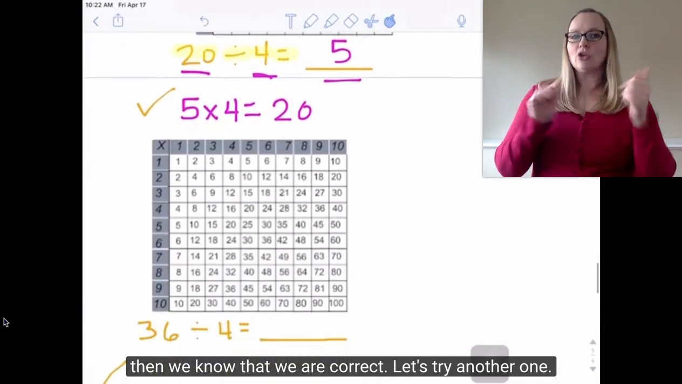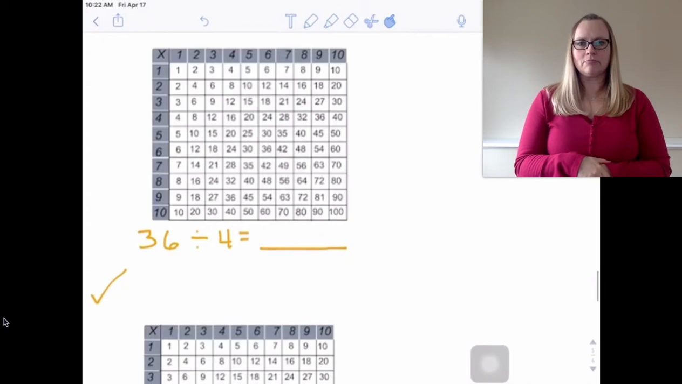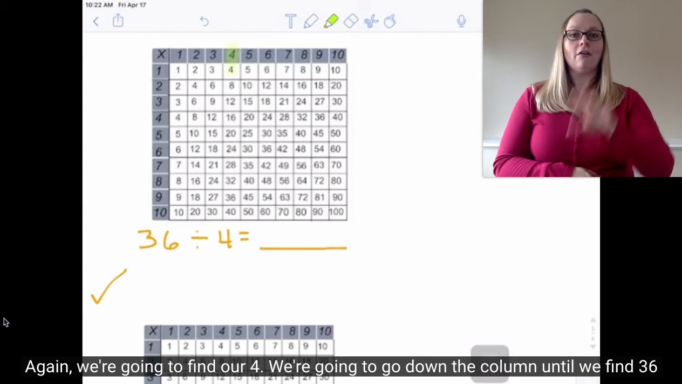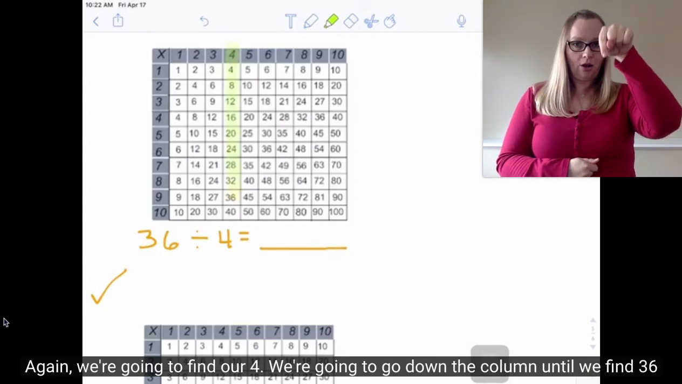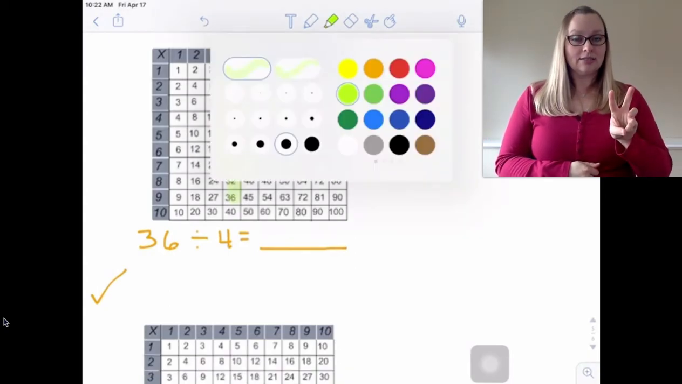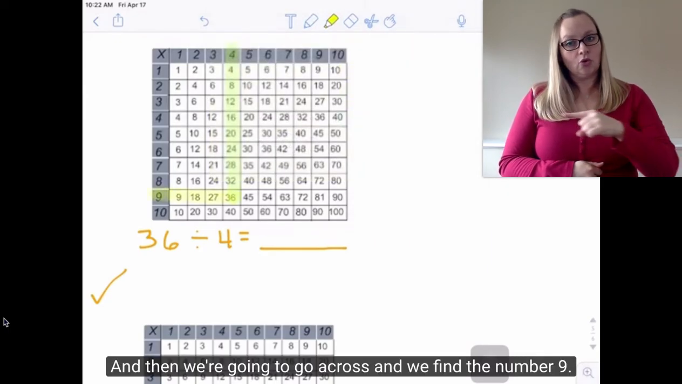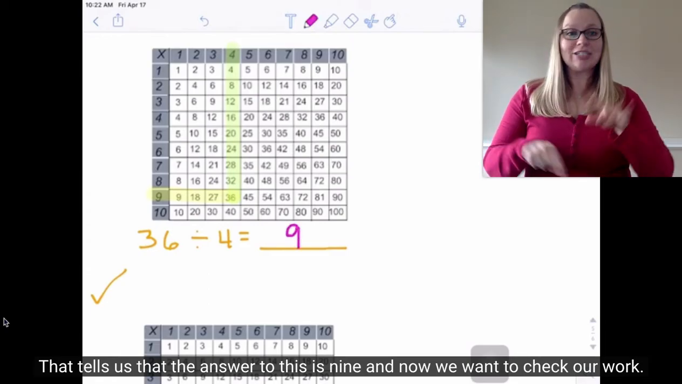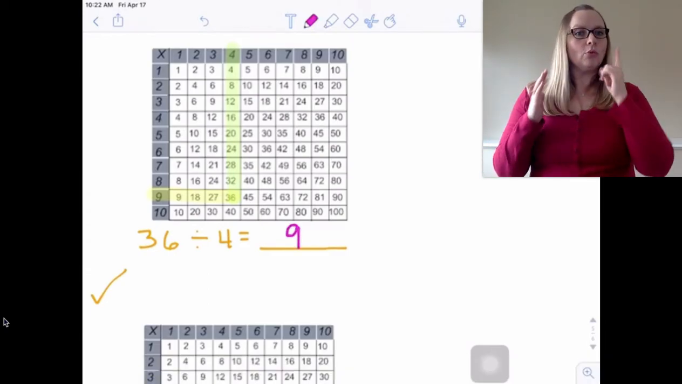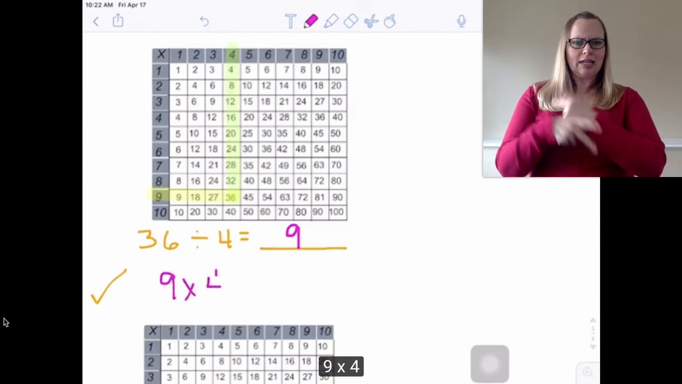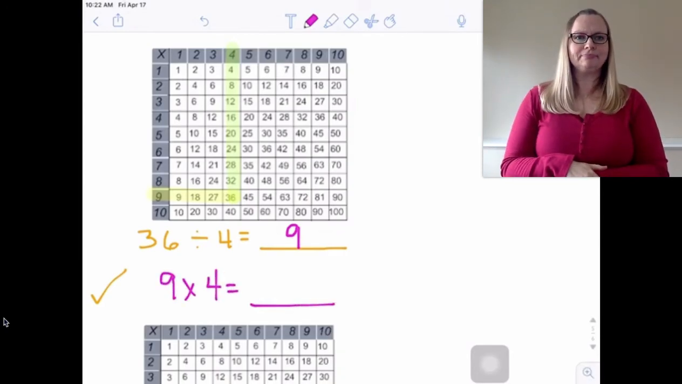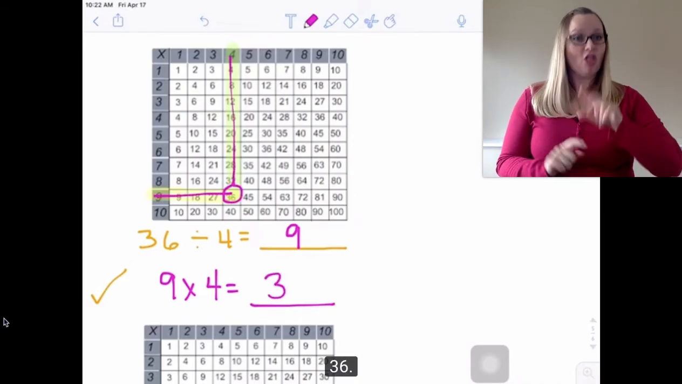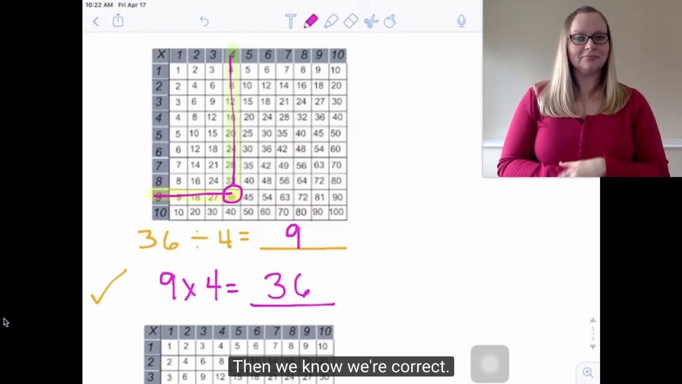Let's try another one. 36 divided by 4. Again, we're going to find our 4. We're going to go down the column until we find 36. And then we're going to go across, and we find the number 9. That tells us that the answer to this is 9. And now we want to check our work. 9 times 4 equals 36. Then we know we're correct.